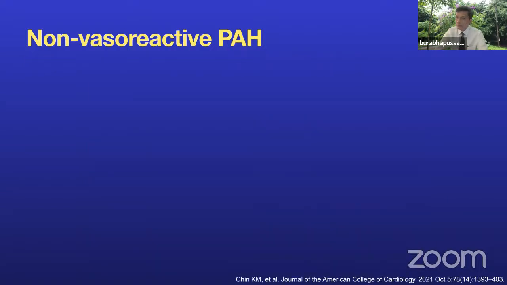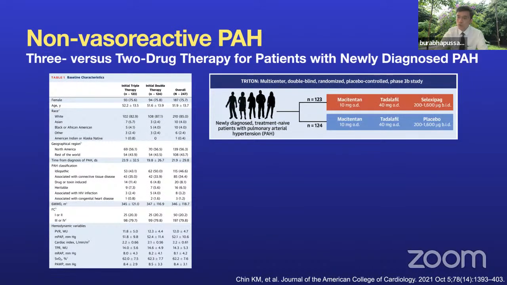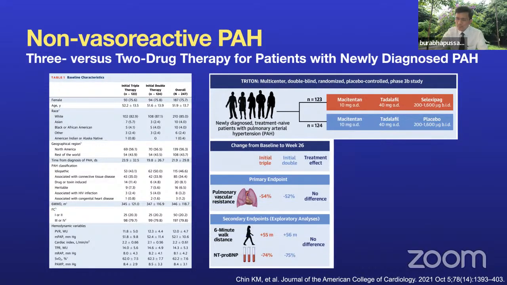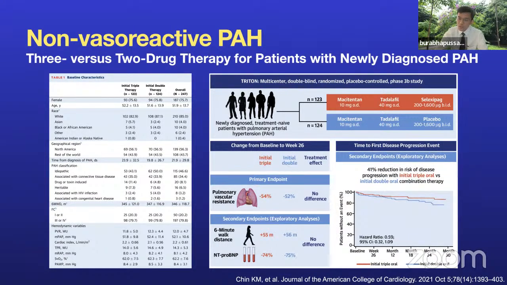After that, recently, we have two big important pieces of data. This is from the TRITON study, a randomized trial comparing oral triple therapy with oral double therapy in PAH-naive patients. This is macitentan plus tadalafil and selexipag. Unfortunately, the primary endpoint of PVR was not achieved, and the 6-minute walk distance was not achieved either.